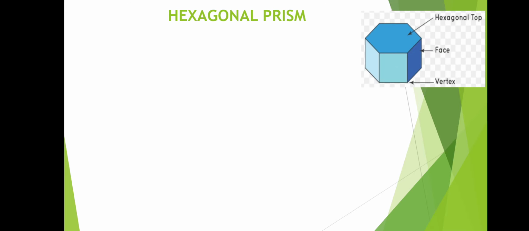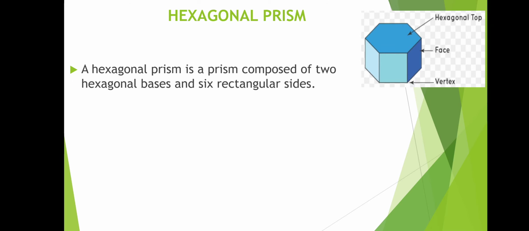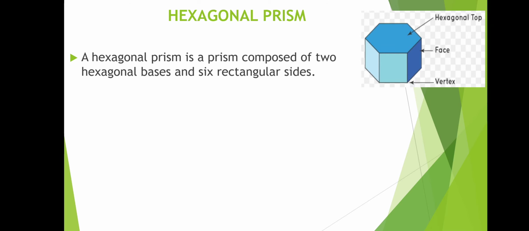Now let's move to another prism, that is the hexagonal prism. Hexa means 6. So it has 6 rectangular faces as well as 2 hexagonal bases. This is the upper base and this is the lower base. So it has hexagonal bases of identical shapes. And it has 8 faces. As I told you, 6 rectangular faces will be these, and upper and lower will make the total 8 faces.